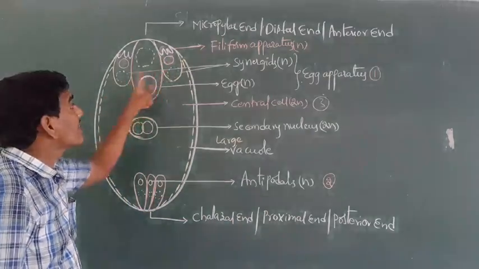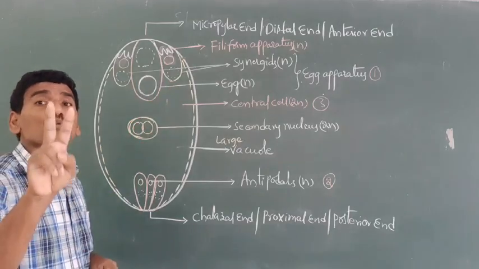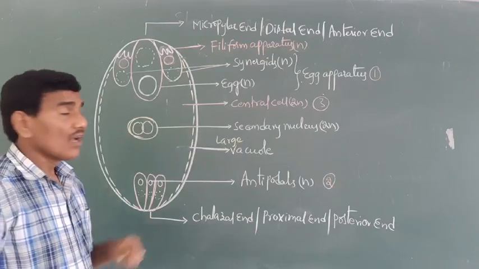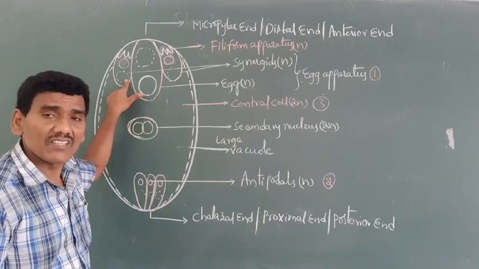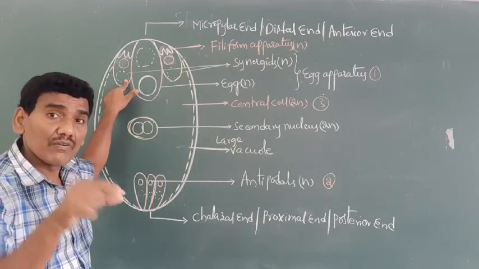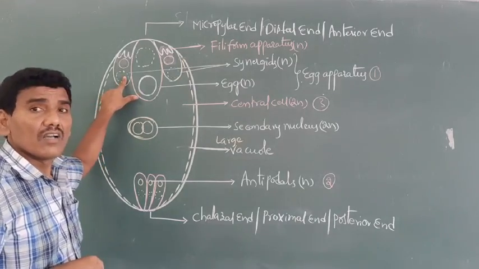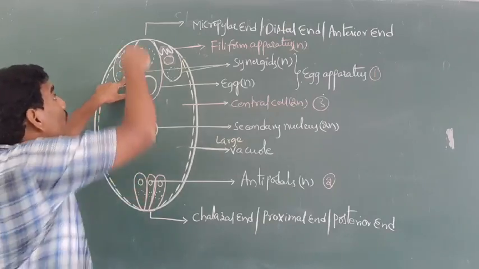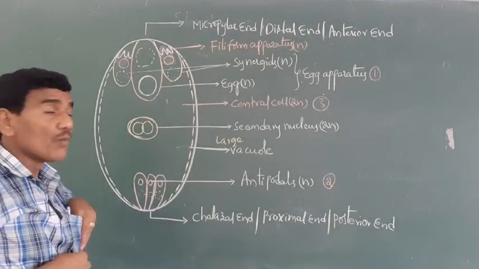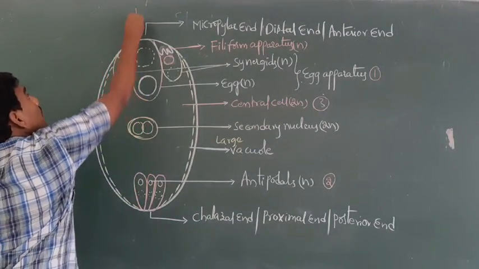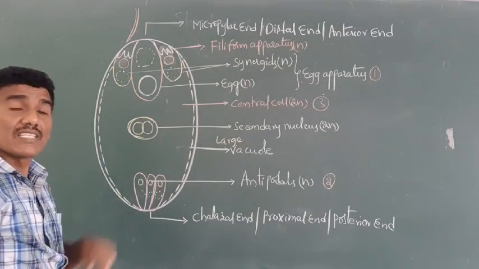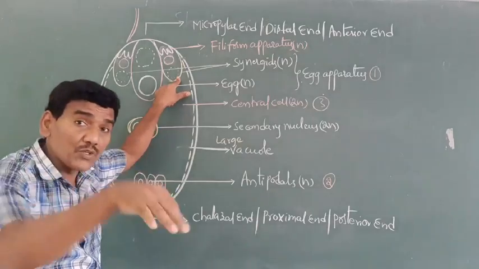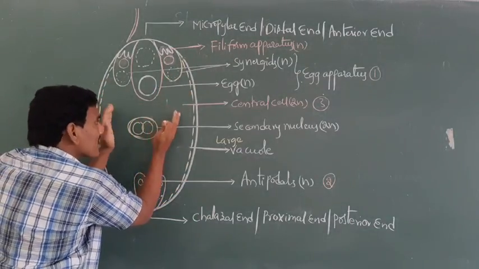How many synergids are present either side of the egg? Two synergids. The synergids are short-lived. One of the synergids degenerates at the entry of the pollen tube. The second synergid degenerates after entry of the pollen tube inside of the embryo sac.